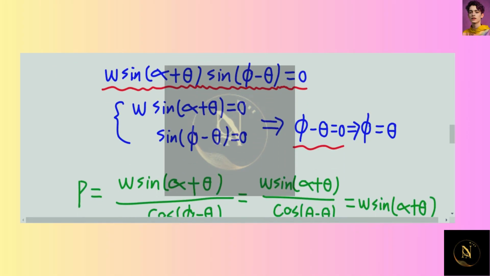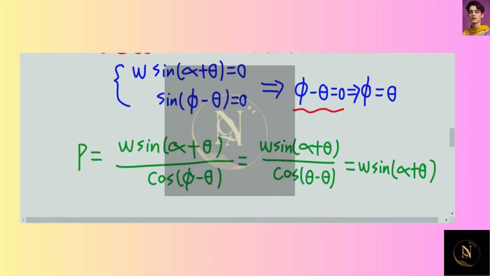Now, in order to determine the corresponding force P, we simply substitute angle theta for angle phi. So we have P is equal to W sine (alpha plus theta) over cosine (theta minus theta). And this term is equal to cosine 0, which is equal to 1. Therefore, eventually, we have the force P is equal to W sine (alpha plus theta). And this is the answer for this question.